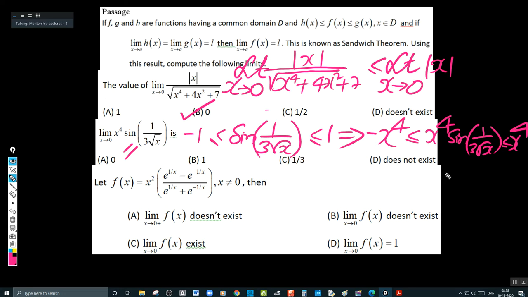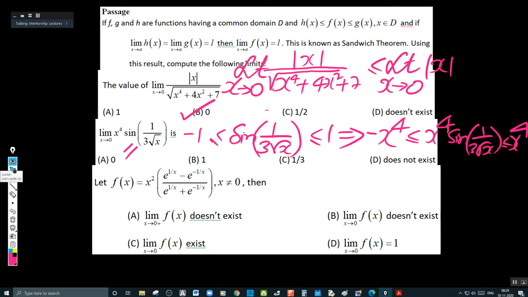Okay, similarly, the next one is an important function. If x square is not there, just understand, the limit does not exist. But because x square is there, there is every chance that the limit exists. But let us check it out.